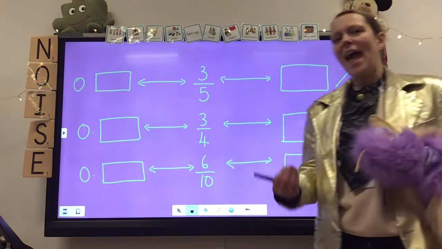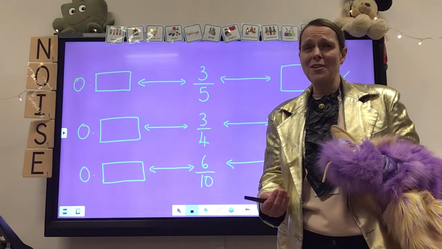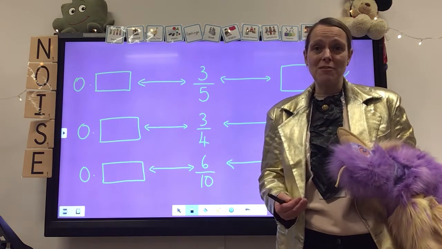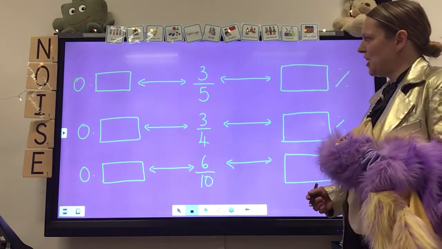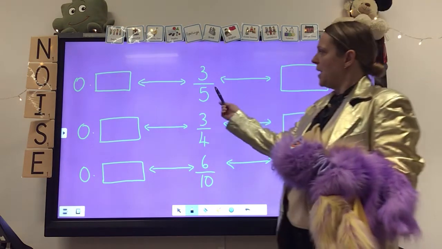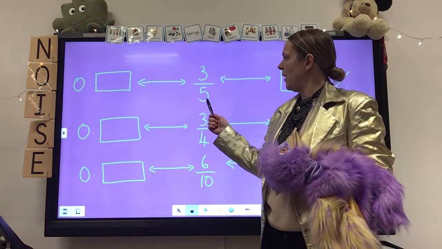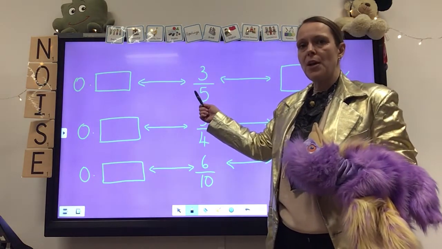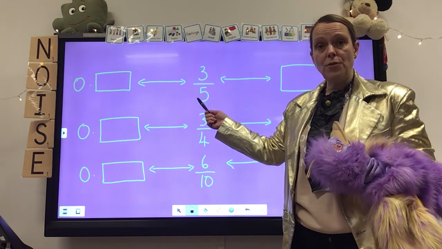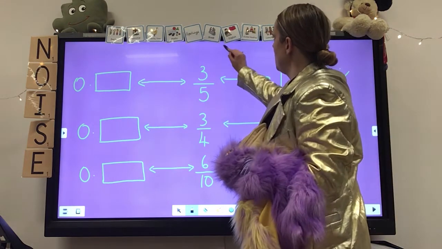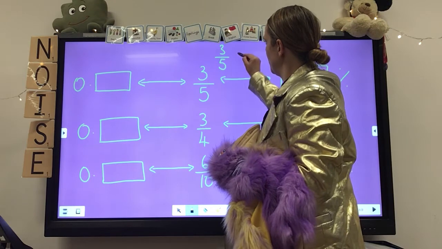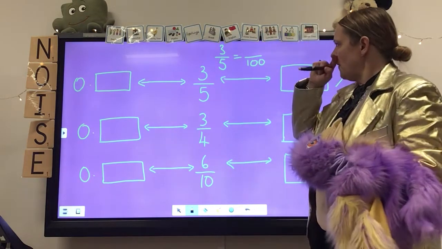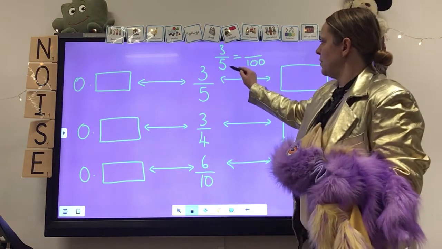So that's okay when I have a fraction that's over 100, but not all fractions are over 100, are they? So have a look at this. I'm looking at this top one here. Now I have 3/5. So in order to work out, because I know percent is out of 100, I want to make this an equivalent fraction that has 100 as the denominator. So I want to turn 3/5 into hundredths.